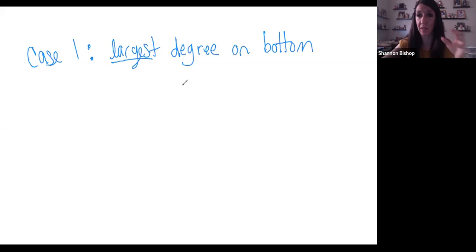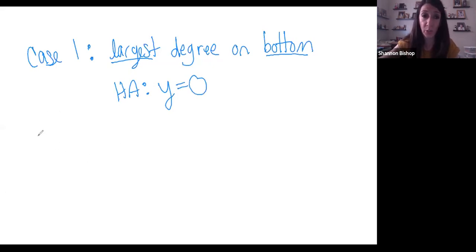And anytime you've got the largest degree on the bottom, once again, think about a fraction that's really bottom heavy. So what's 10 divided by huge? It's practically nothing. What's 50 divided by gargantuan? Practically nothing. If your fraction is bottom heavy, then your answer in the long run is going to be practically nothing. The horizontal asymptote, you're going to see that the graph levels out to the 0 line. That's case 1.